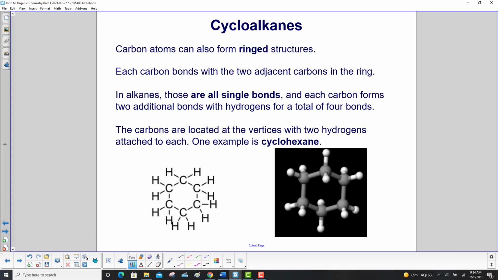Carbon atoms can also form ringed structures. And that's what we're showing down here. Each carbon bonds with the 2 adjacent carbons in the ring. In alkanes, those are all single bonds, and each carbon forms 2 additional bonds with hydrogens for a total of 4 bonds. The carbons are located at the vertices with 2 hydrogens attached to each. One example is cyclohexane.